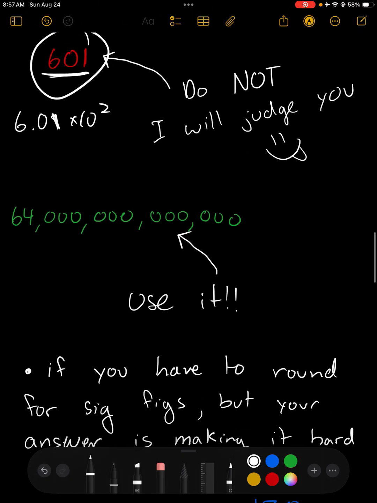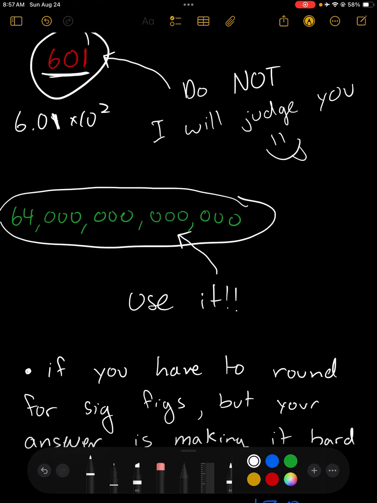However, if you're looking at this number and that is your answer, it is in fact probably going to be easier for you to write that number in scientific notation rather than counting all of those zeros out. So instead, I would write that number 6.4 times 10 to the 3, 6, 9, 12, 13th.